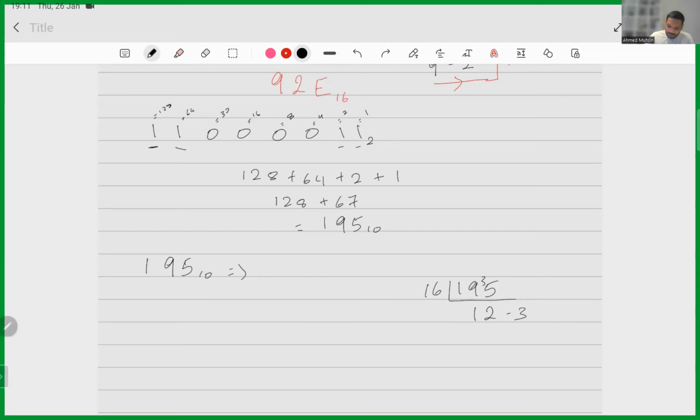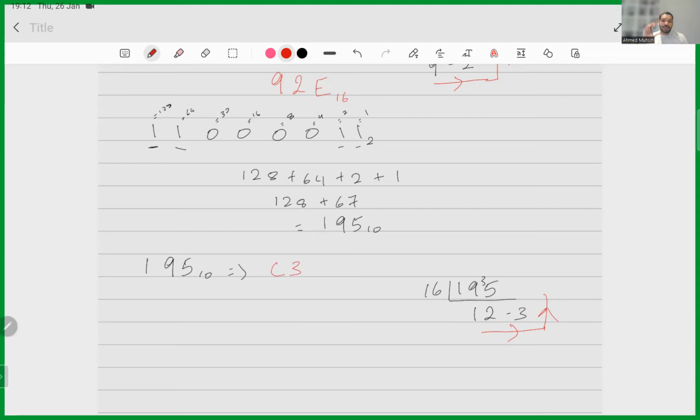So once again, keep in mind, how do we write our answer? We go this way and then we go upwards. There is no upwards here. So our answer in hexadecimal, there is no 12. So for 12, we write 10 is equal to A, 11 is equal to B, 12 is equal to C. So we write C and 3. So the number 195 is equal to C3.